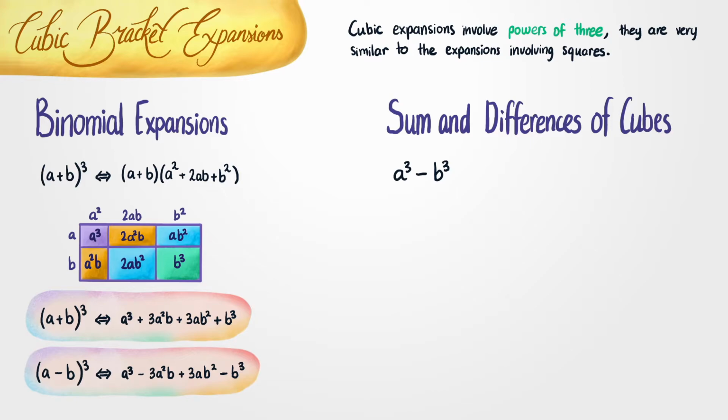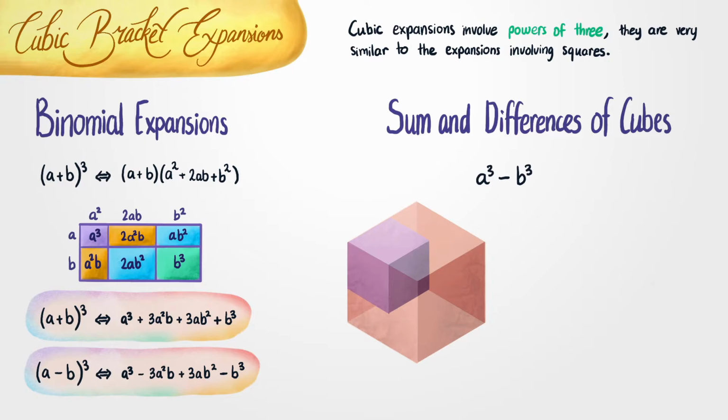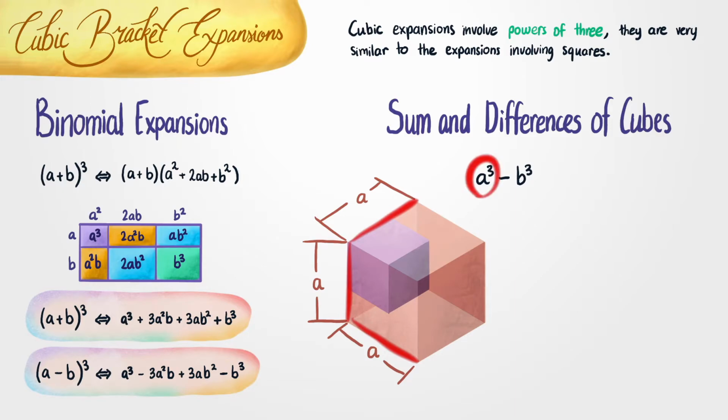So let me go ahead and draw this. What I've drawn here is a larger cube whose sides are all equal to a. So this is a, this is a, and this is a. Now to find the volume of a cube, you just have to multiply all of the sides. So in this case, you've got a times a times a, or a cubed over here.